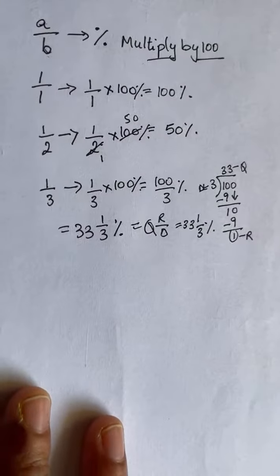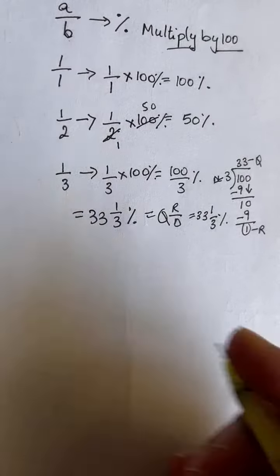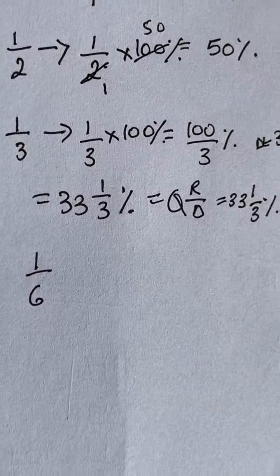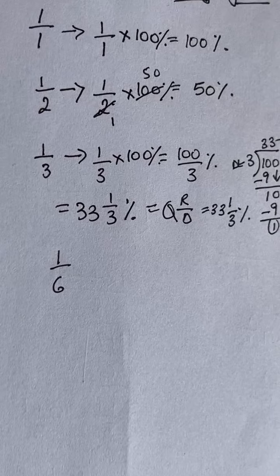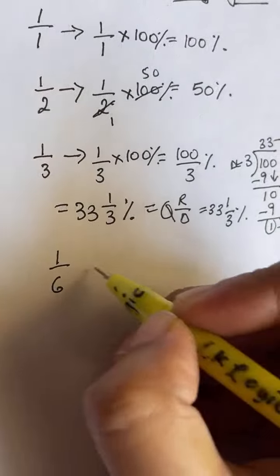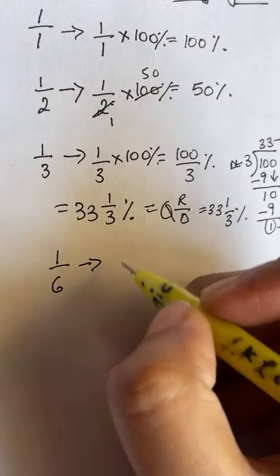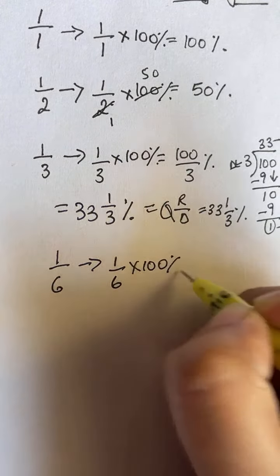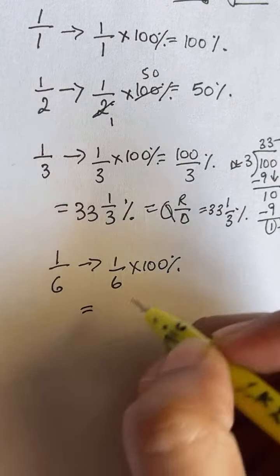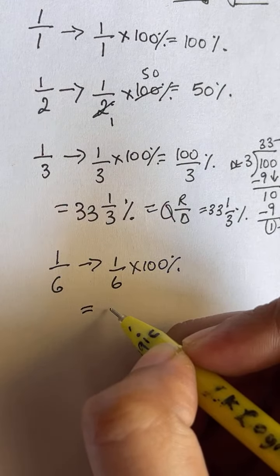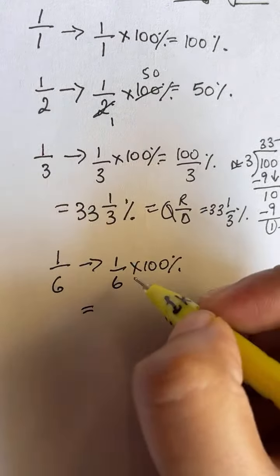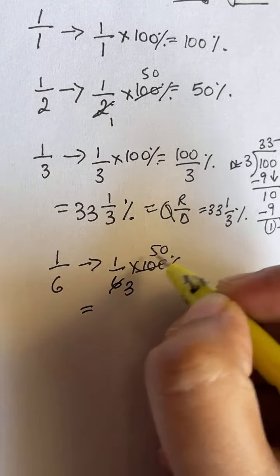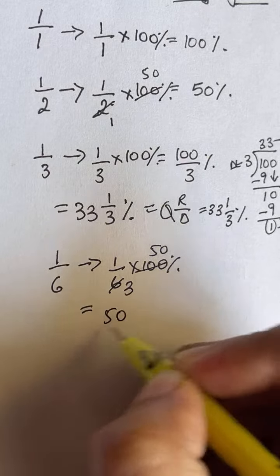Okay. Let's see another example. Suppose you have 1 over 6. For 1 over 6, again we multiply with 100%. And what do you get? That's 100 over 6. Or you can just take down, that's 2 times 3 is 6, and this is 50. So you have 50 over 3%.